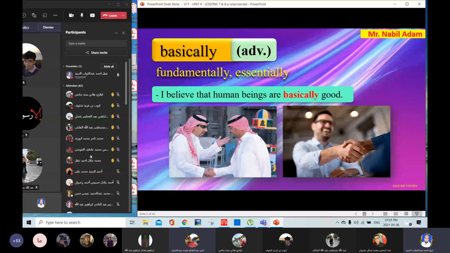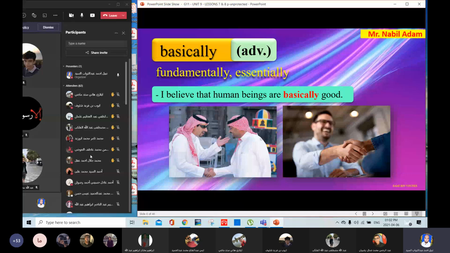Let's continue our lesson. Here we are going to study the new words before we talk about the lesson. The first word: basically, fundamentally, essentially. All these are adverbs. They can modify adjectives. I believe that human beings are basically good. They are fundamentally and essentially good. Note here, it comes before the adjective.